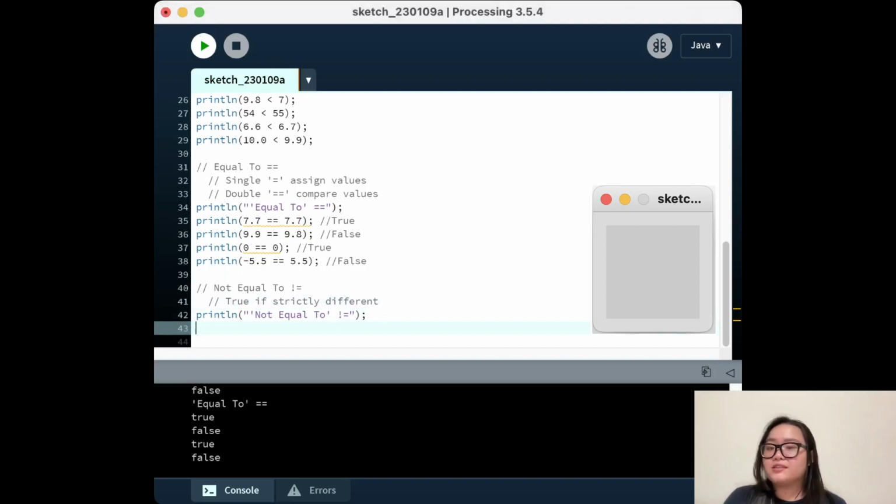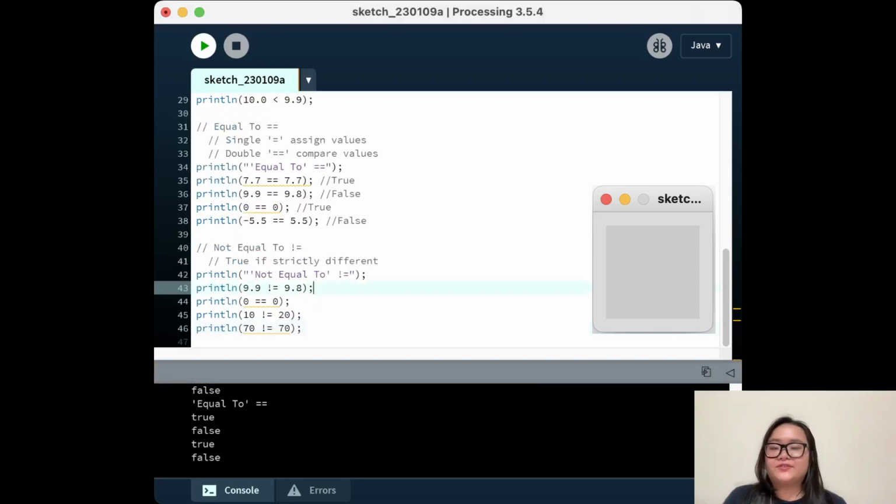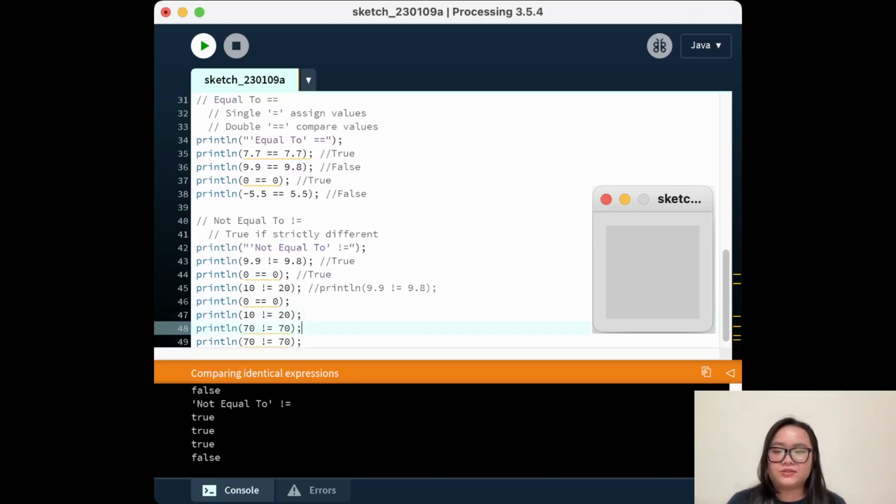9.9 and 9.8 is true because these values are not equal. 0 and 0 is false because these values are the same. Therefore, not equal is false. 10 and 20 is true because these values are not the same. 70 and 70 is false because these values are equal.